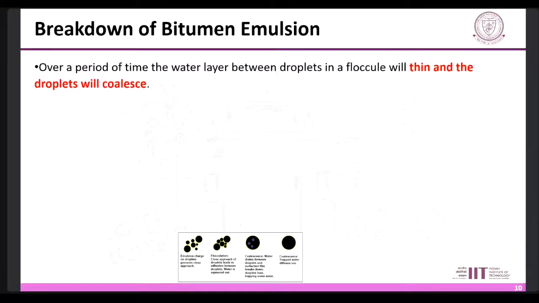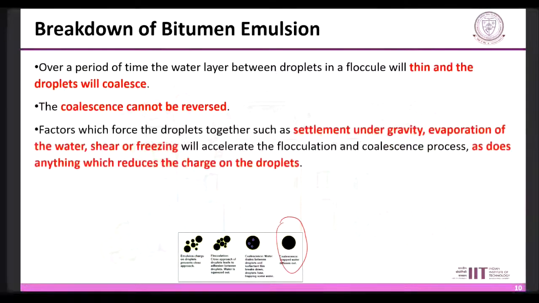Over a period of time, the water layer between the droplets in a floc will thin and the droplets will come together to form a big globule. All the small droplets will join together and form a big structure, and the coalescence cannot be reversed even with the addition of additives or with the application of vibrations. The factors which force the droplets to come together are settlement under gravity, evaporation of water, shearing or freezing, and these help in acceleration of the flocculation and coalescence process.